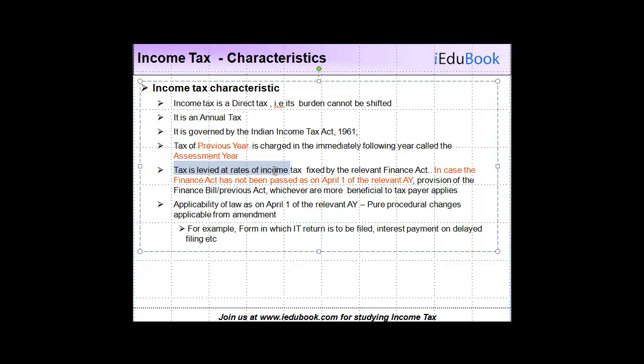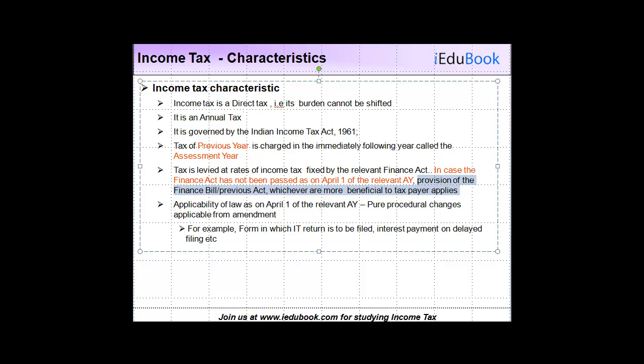Tax is levied at rates of income tax fixed by the relevant Finance Act. Every year there's a finance bill which comes in the budget. You must have been hearing a lot about this. Once the budget presents this finance bill and it is passed every year, it becomes a Finance Act. So the rates of taxes to be levied on incomes earned by different sets of persons are fixed by the relevant Finance Act. In case the Finance Act has not been passed as on April 1 of the relevant assessment year, provisions of the Finance Bill or the previous Act, whichever are beneficial to the taxpayer, apply.